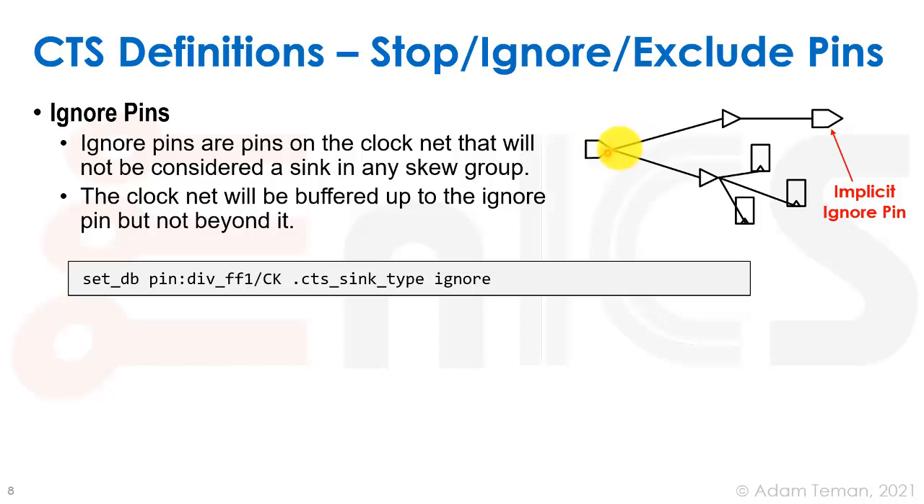What it will do, though, is treat the net over here like a clock net, and it will buffer it and make sure it meets the DRVs. And that's kind of an important thing, because if we use an exclude pin, it won't even treat this net as a clock net, and it will just be a standard signal net, and it won't buffer them in the way that we would want on a clock tree. But for an ignore pin, it does.